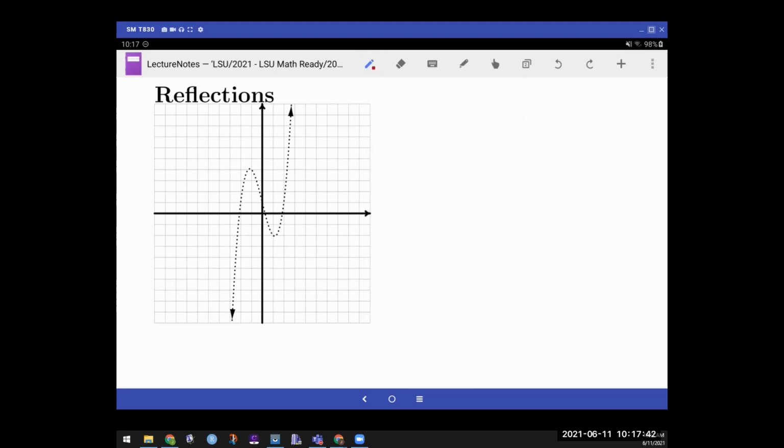A vertical reflection would mean take all the points and flip them across the axis. So if this is up 4 units, I will put it down 1, 2, 3, 4 units. This one was down 2, now this one is up 2. So my new graph will look like that, right? I just flipped it over. Every point has flipped over. That's a vertical reflection.